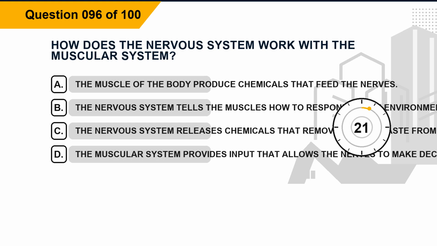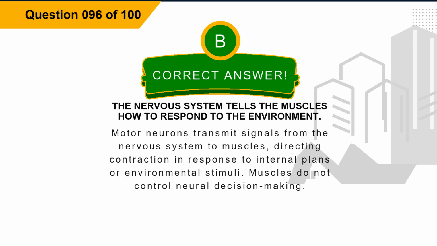Question 96. How does the nervous system work with the muscular system? Option A, the muscle of the body produce chemicals that feed the nerves. Option B, the nervous system tells the muscles how to respond to the environment. Option C, the nervous system releases chemicals that remove excess waste from the muscles. Option D, the muscular system provides input that allows the nerves to make decisions. The correct answer is option B, the nervous system tells the muscles how to respond to the environment. Explanation: motor neurons transmit signals from the nervous system to muscles, directing contraction in response to internal plans or environmental stimuli. Muscles do not control neural decision-making.